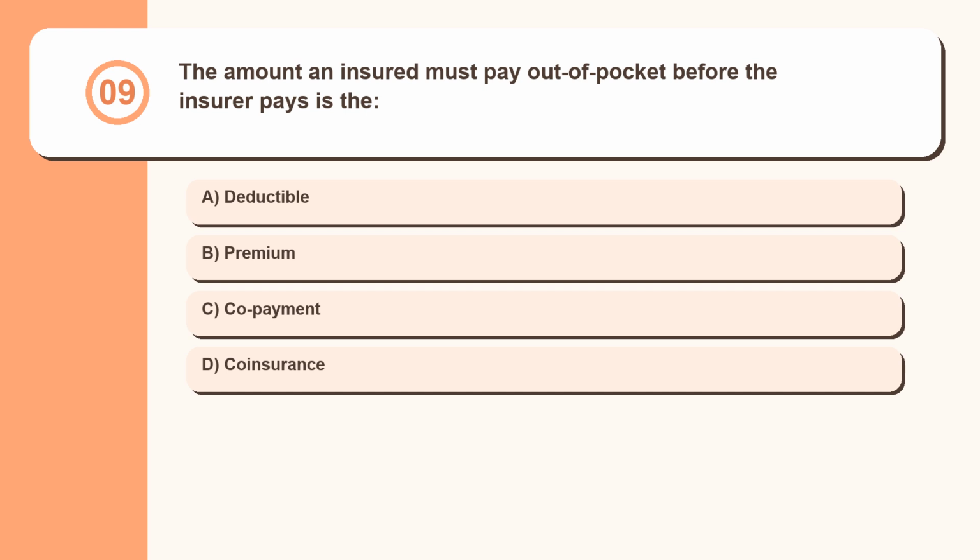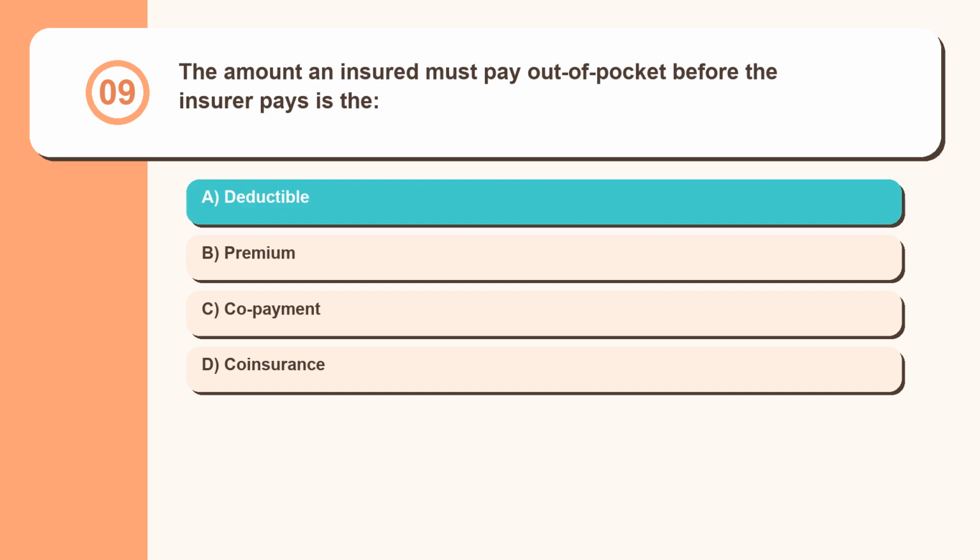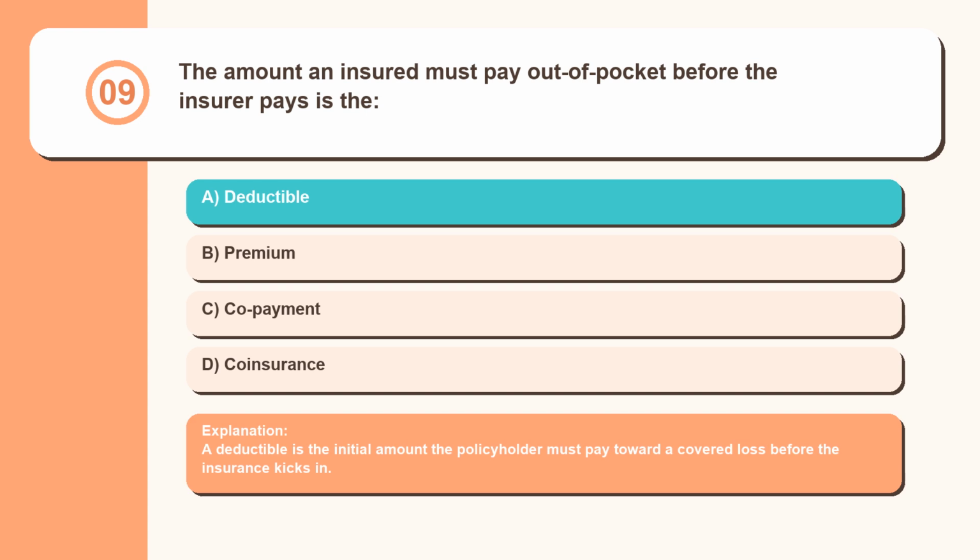Question 9. The amount an insured must pay out of pocket before the insurer pays is the: deductible, premium, copayment, coinsurance. A deductible is the initial amount the policyholder must pay toward a covered loss before the insurance kicks in.